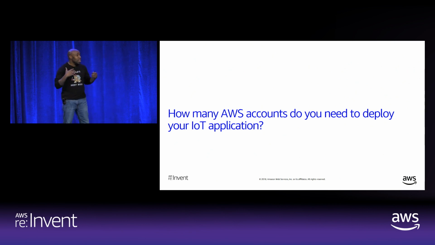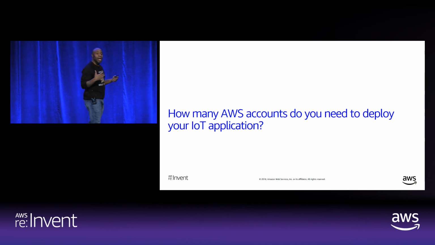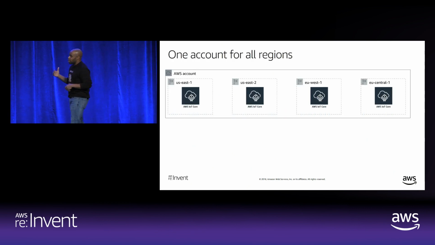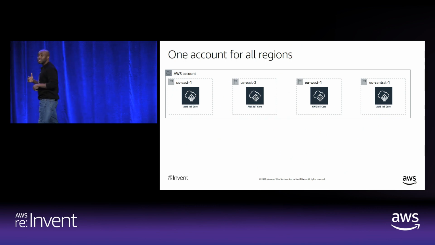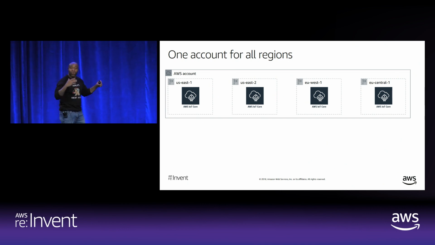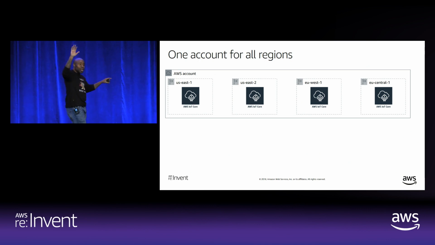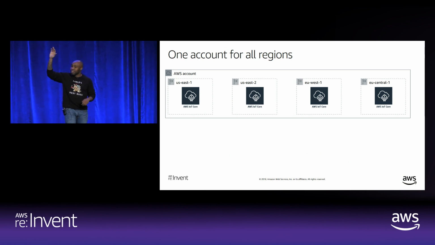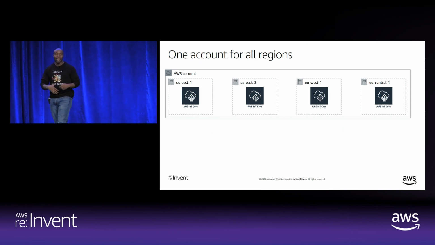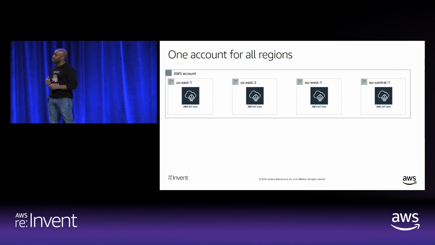So the first one is, how many accounts and how many regions should I have in my AWS IoT deployment? Most customers start here. They have one account for all of their regions. Just to get a show of hands, how many of you are running AWS IoT today in dev, test, production? How many of you have something similar? Whatever AWS IoT you run in, it's one account and it runs in any of those regions. This is pretty standard. Most customers start here. You have one account, that's your production account, and anything in production lives in that one account.